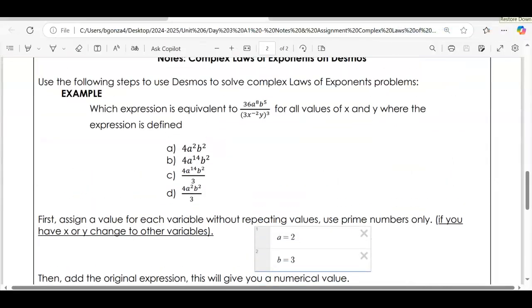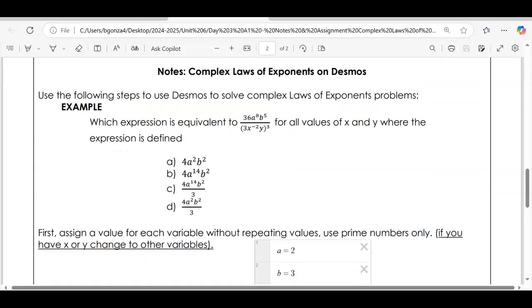The notes, complex laws of exponents on Desmos, okay? Very important. This is going to be the easiest way to get the answer, okay? This year, looking up here, okay? All right, what does it say?